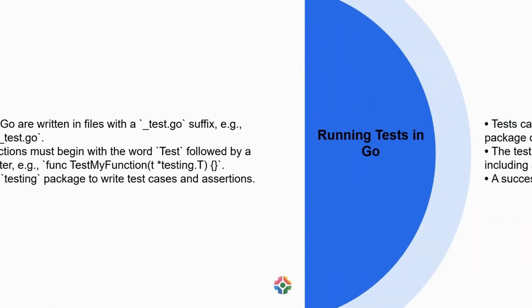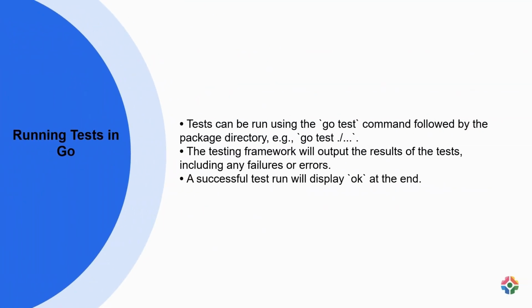When conducting tests in Go, you can utilize the go test command followed by the package directory for execution. For instance, go test ./... By employing this testing framework, you can observe the results of the tests, which will comprise any failures or errors encountered during the process.